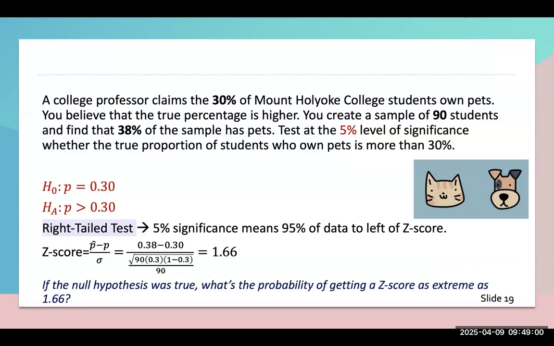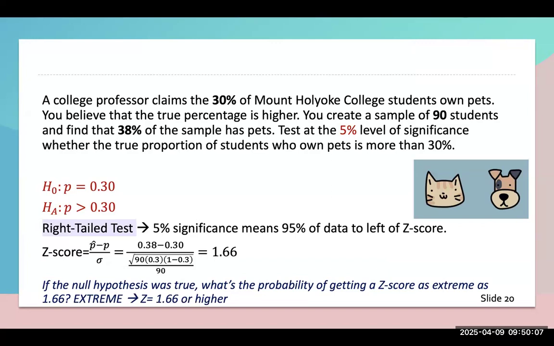Now we said that we'll never know with 100% certainty if the true p is 30% or if p is actually greater than 30%. But if the null hypothesis was true, what is the probability of getting a z-score as extreme as 1.66? What do I mean by as extreme? I mean getting a z-score of 1.66 or higher.